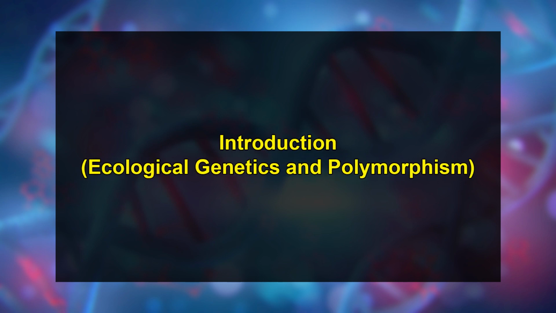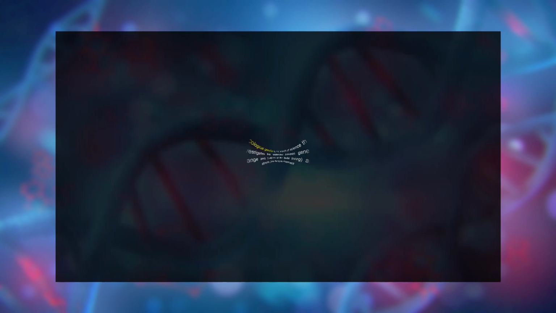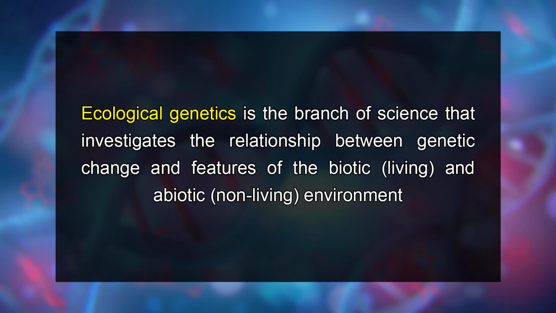Dear students, let's first start with Introduction to Ecological Genetics and Polymorphism. Ecology is the study of relationships between organisms and their environments, whereas ecological genetics focuses more specifically on the genetics of ecologically important traits, that is, the traits that influence ecological relationships. Therefore, ecological genetics is the branch of science that investigates the relationship between genetic change and features of the biotic, that is the living, and abiotic, that is non-living environment.